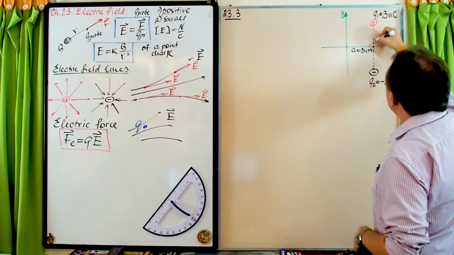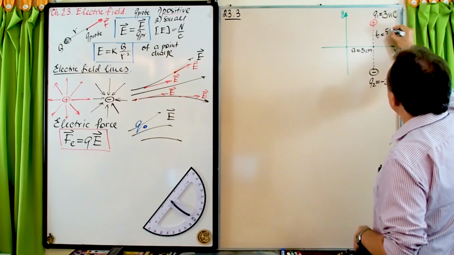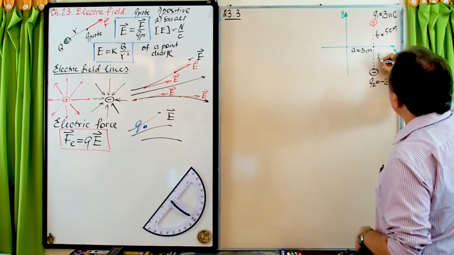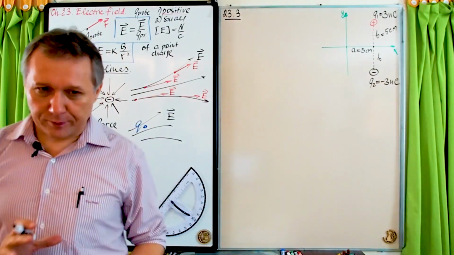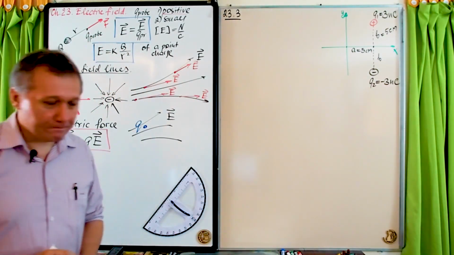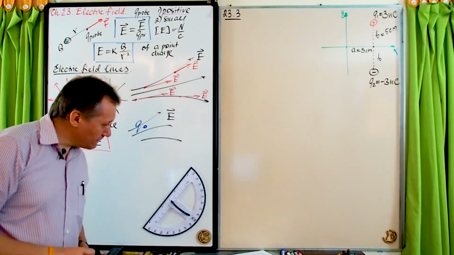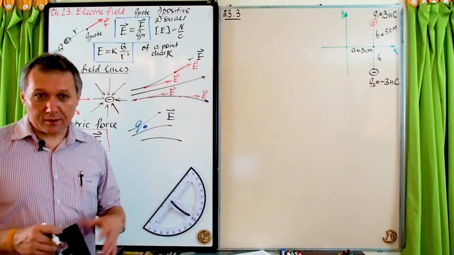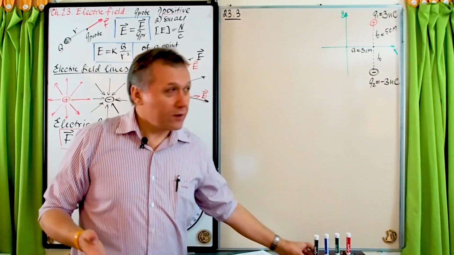Right, and this distance B, also 5 centimeters. And over here also B, from this point to that point. So lots of symmetry. So that's what we know about geometry and physics. Physics is quite simple.